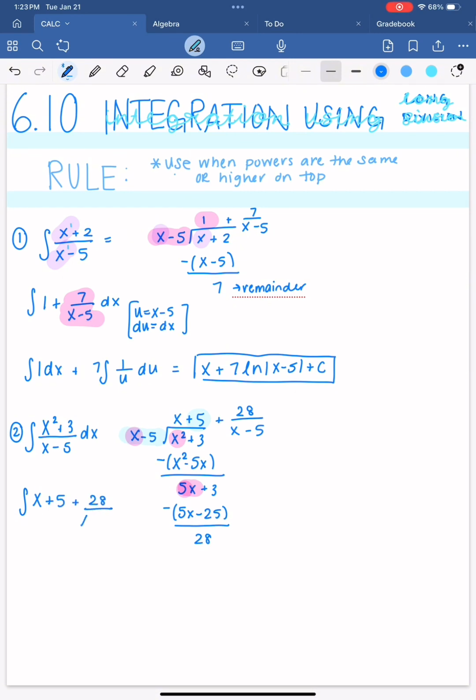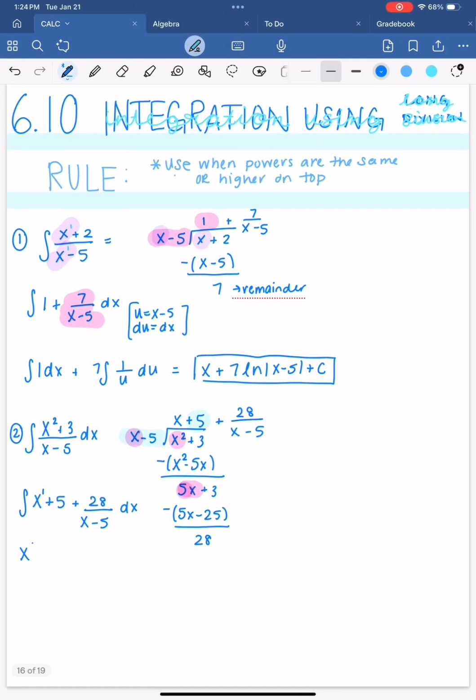So now we're going to have to integrate 3 terms here, and not bad. So let's see what we got. We're going to get x squared over 2, because add 1 to the power and divide, plus 5x. And now this next one is going to be 28 natural log absolute value of x minus 5 plus c. Do not forget your plus c. And there we go. Lots of fun.